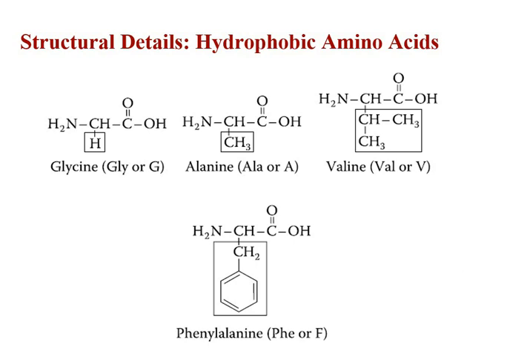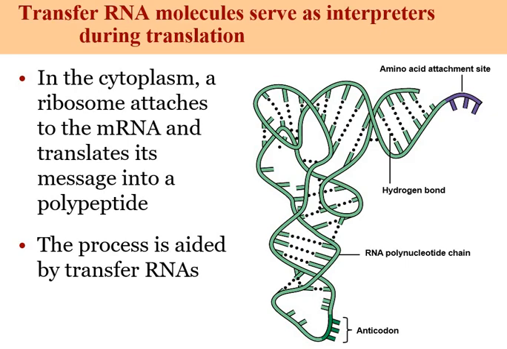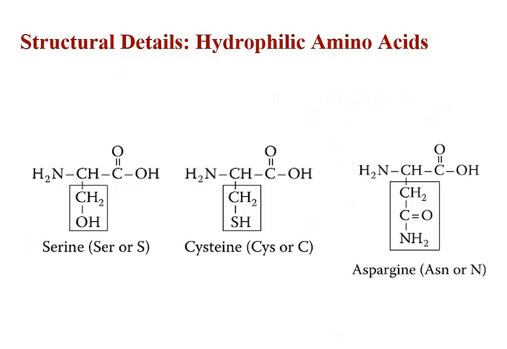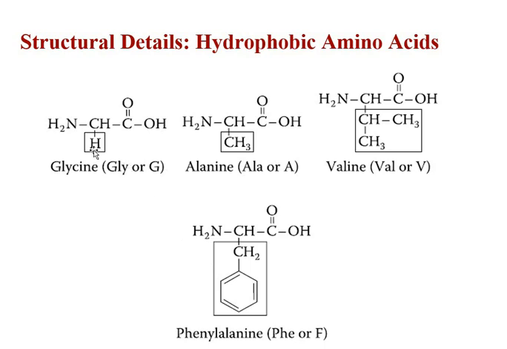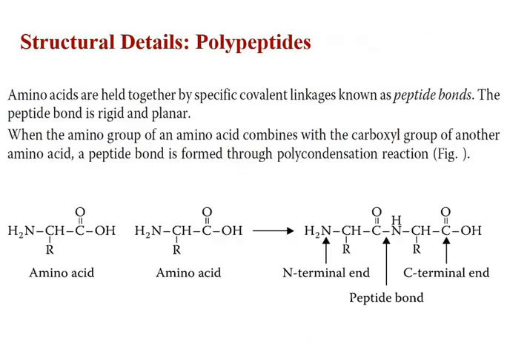On the other hand, some other amino acids are hydrophilic amino acids, like serine, asparagine. In hydrophilic amino acids, you will always find a functional group like CH2OH, CH2SH present here. On the other hand, in hydrophobic amino acids, you will see H or CH3 or similar groups present. Thus you distinguish between these two kinds of amino acids.